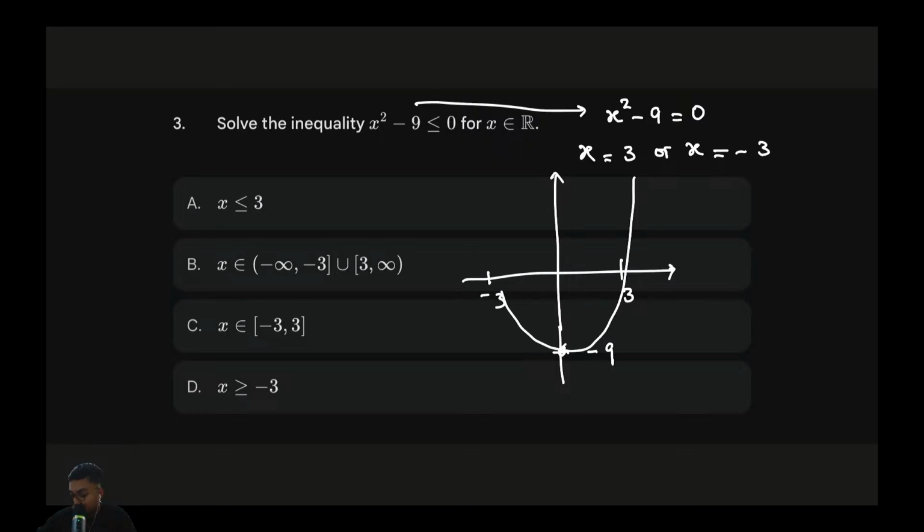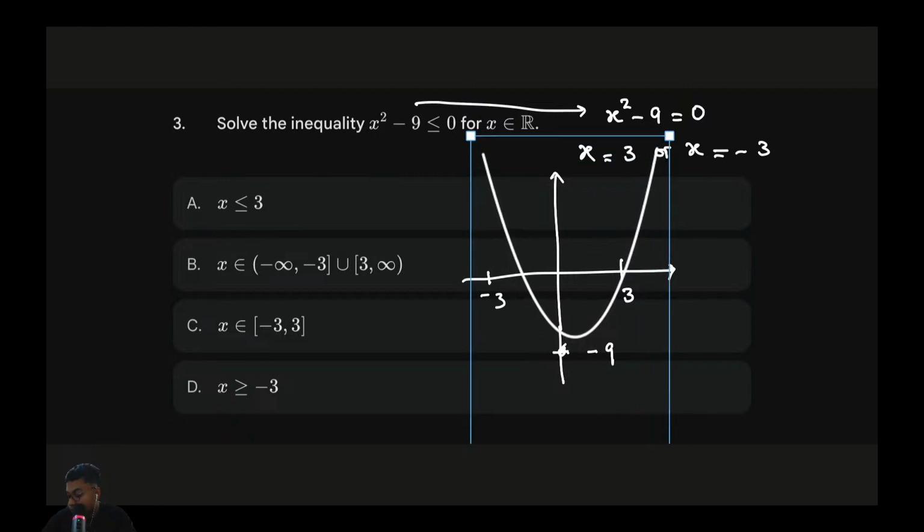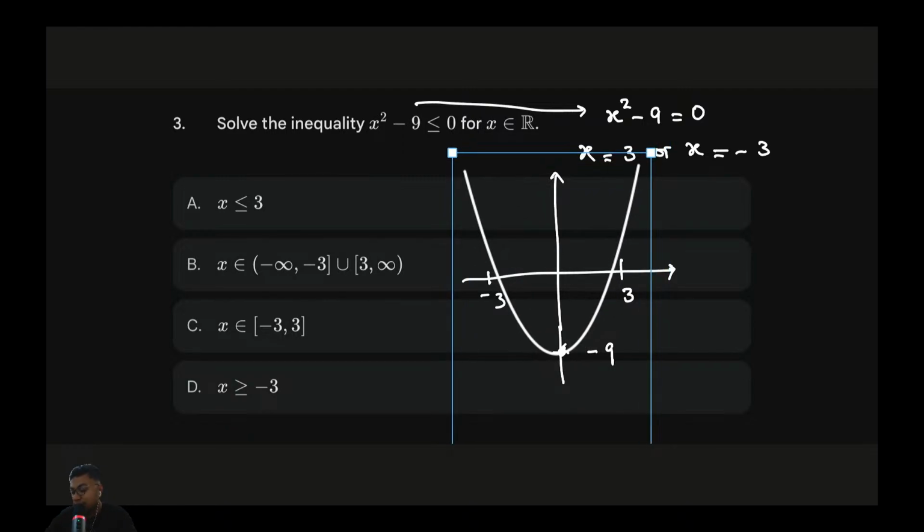So I think here, the curve is going to be like this. I'm sorry, it's not to scale. It's not to scale, yeah. Let's say it's 3 here and negative 3 here. Okay? So for the part where it is less than or equal to 0, if we're using the curve to find the values of x that cause x squared minus 9 to be less than or equal to 0, we should find the section where the curve is under the x-axis.